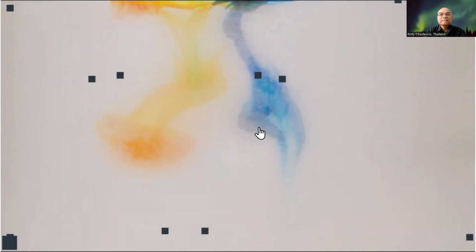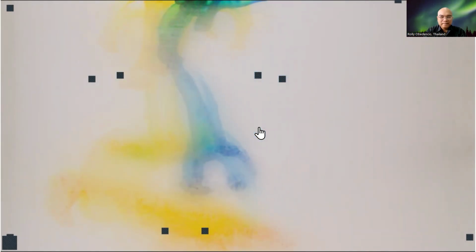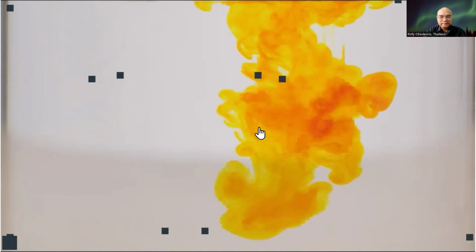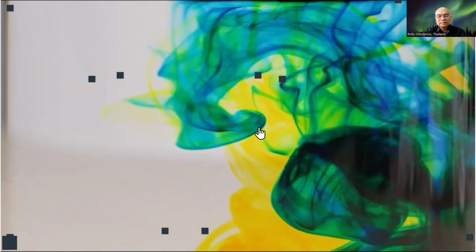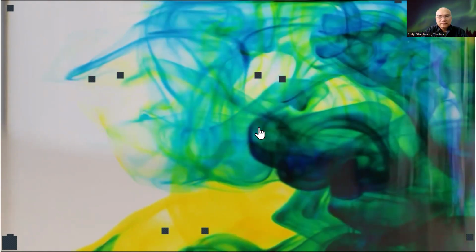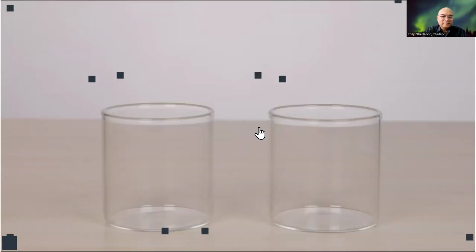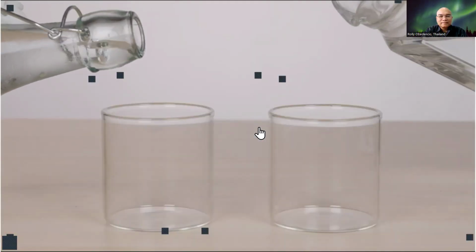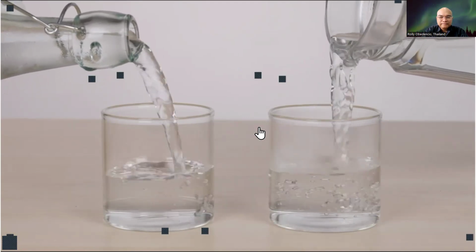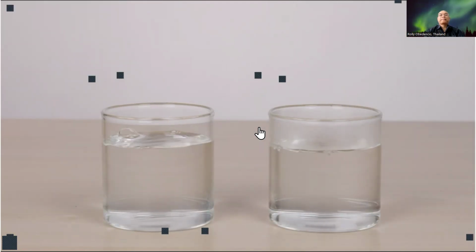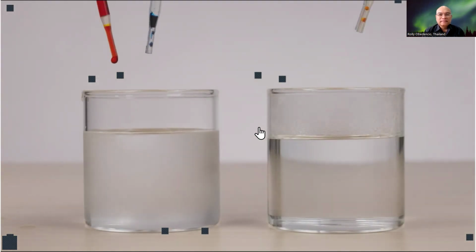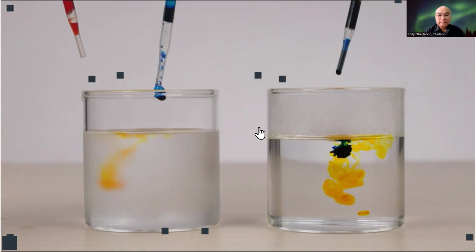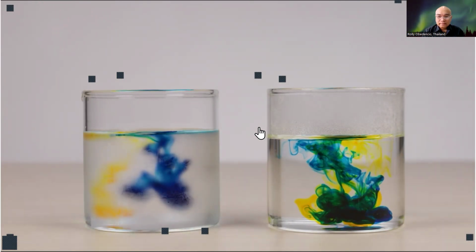Today, we're going to see this principle in action by observing how temperature affects the motion of molecules in water. We'll use food coloring as a visual tracker to reveal the invisible dance of water molecules at different temperatures. First, prepare 2 beakers that are each 3/4 full, one with very cold water and one with hot water. Now, here's the key moment. Drop 1 yellow and 1 blue food coloring drop into each beaker.